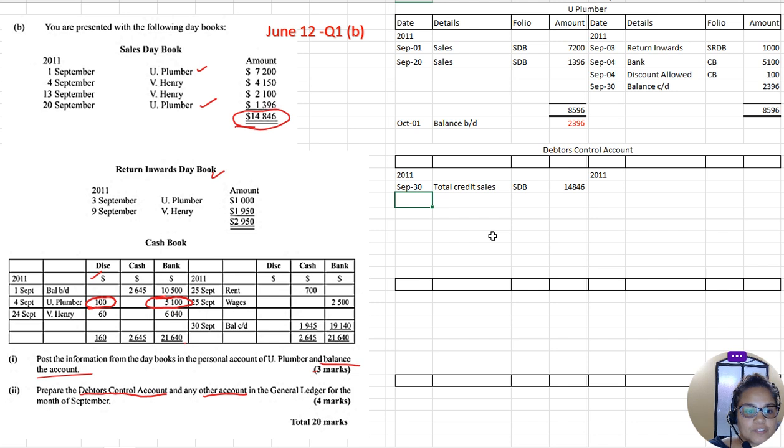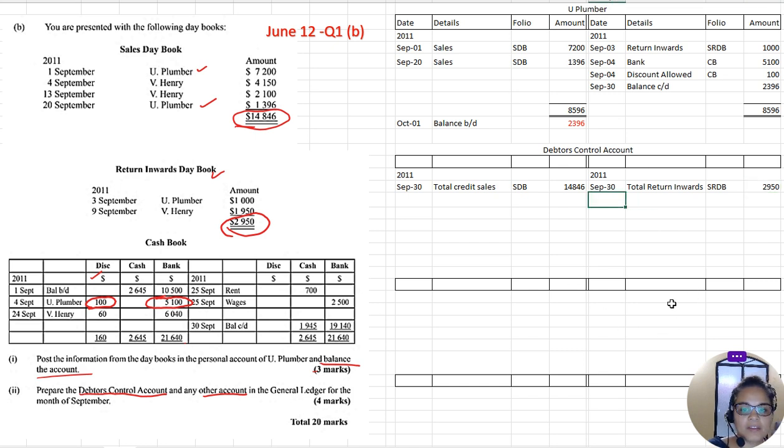Now let's look at other transactions that will also affect the control account. We also have the total return inwards amount. So this will go on the opposite side, showing that it reduces the amount of your debtors. On September the 30th, we have total returns, taken from your sales return daybook, and the amount is $29.50.